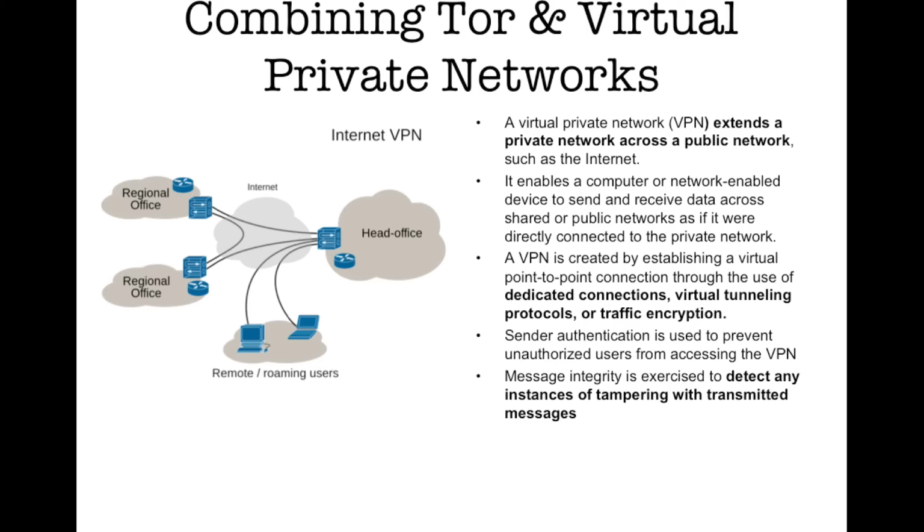For an added layer of security, it is beneficial to combine the use of Tor with the use of a virtual private network. Now, what a virtual private network does is that it enables a computer to both send and receive data as if over a shared or public network, as if it were connected to the private network. It essentially extends a private network across a public network, such as the internet. Now, this is created by establishing a virtual point-to-point connection through virtual tunneling protocols or encryption.